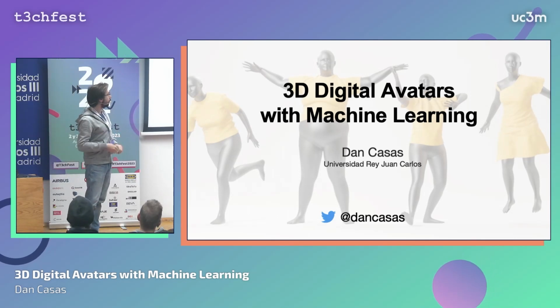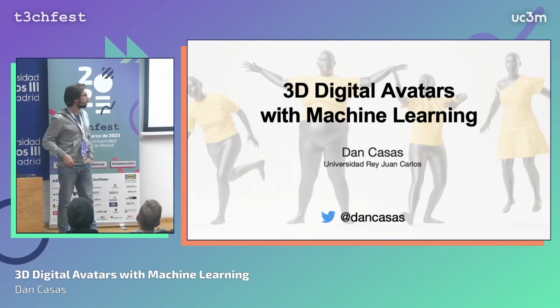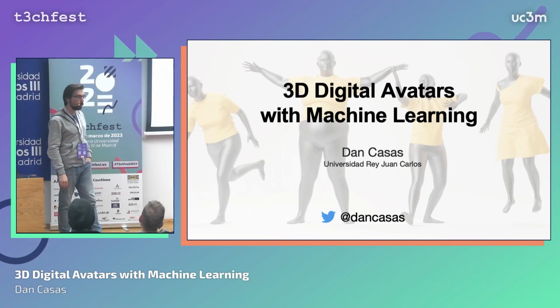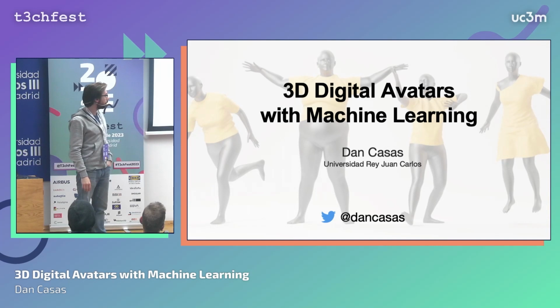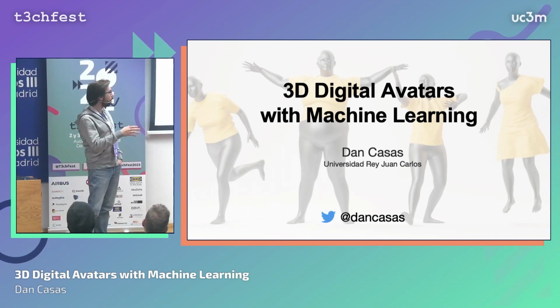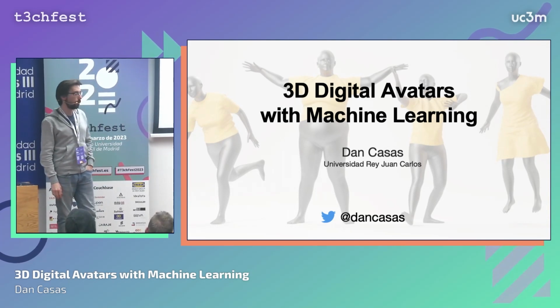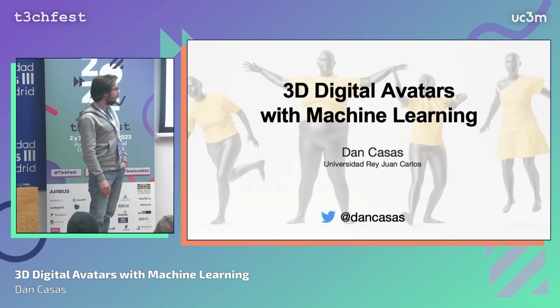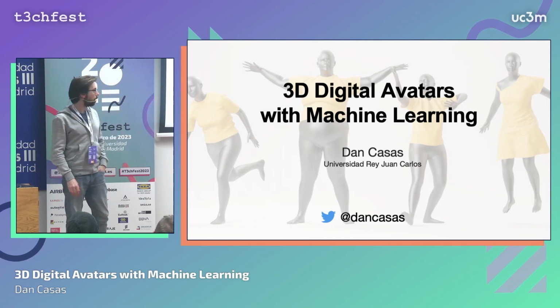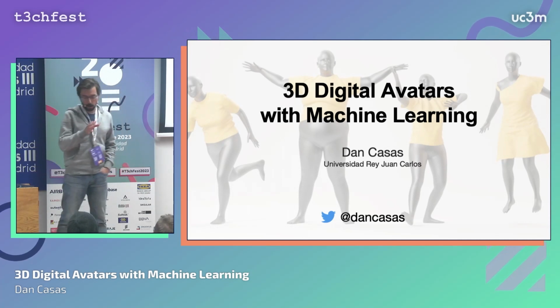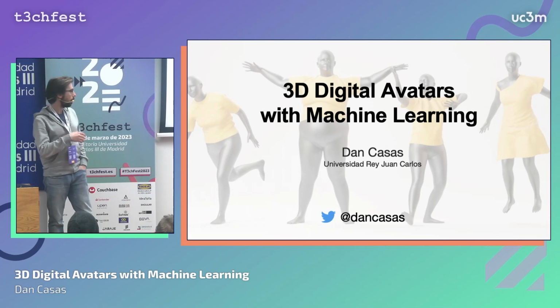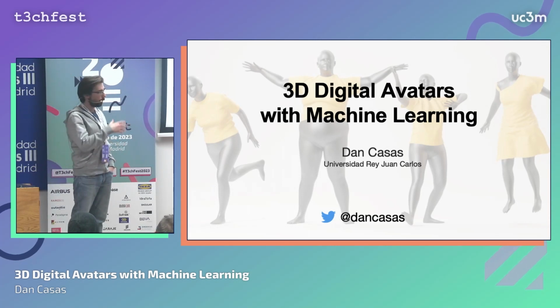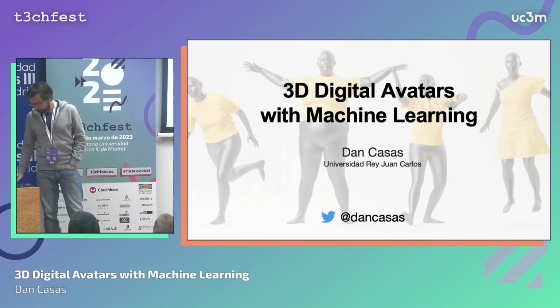So today we're going to be talking about 3D digital avatars and how machine learning is helping us in building those. Basically, the talk is a summary of the state of the art in academic research on what we are doing in building digital avatars. It's a mixture of works that we did in our lab and works by other labs. I'll try to emphasize which works are done by our lab and which belong to others.